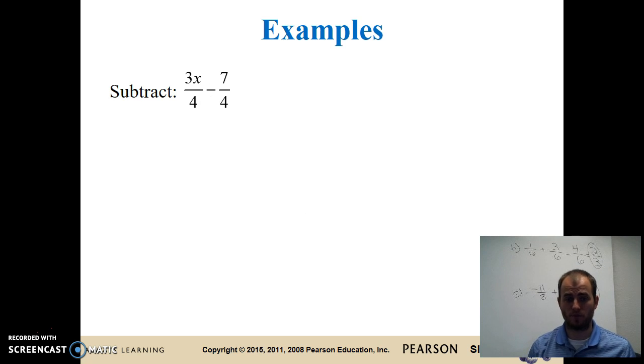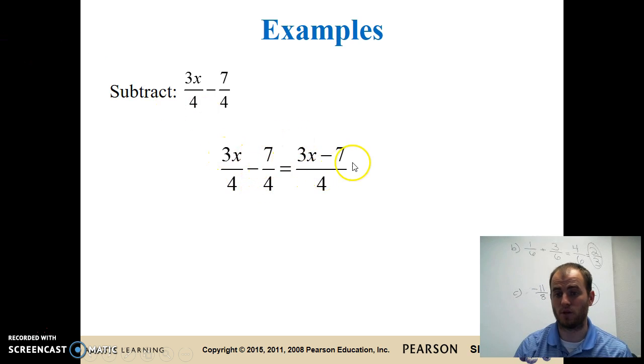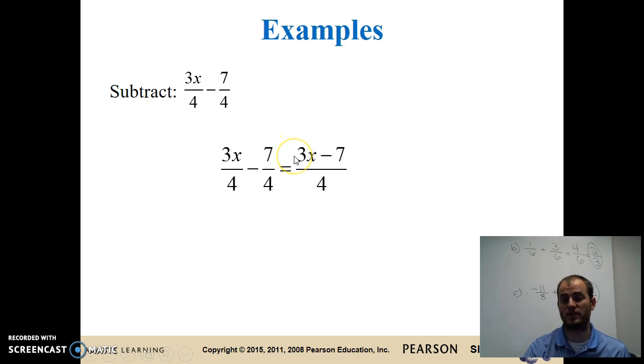Alright, sometimes they get a little bit more tricky when there's variables involved. Subtract 3x over 4 minus 7 over 4. You'll see in this problem they do have a common denominator of 4, so we can subtract their numerators. When you subtract their numerators, 3x minus 7 is something we cannot reduce. We cannot subtract 3x minus 7 because we can only add and subtract like terms. So 3x minus 7 is not negative 4x because there's no x involved. It's just 3x minus 7 over 4.